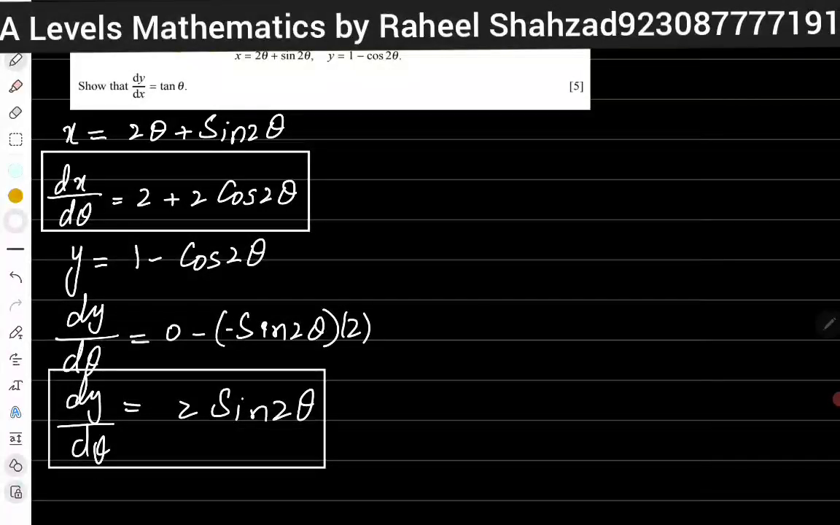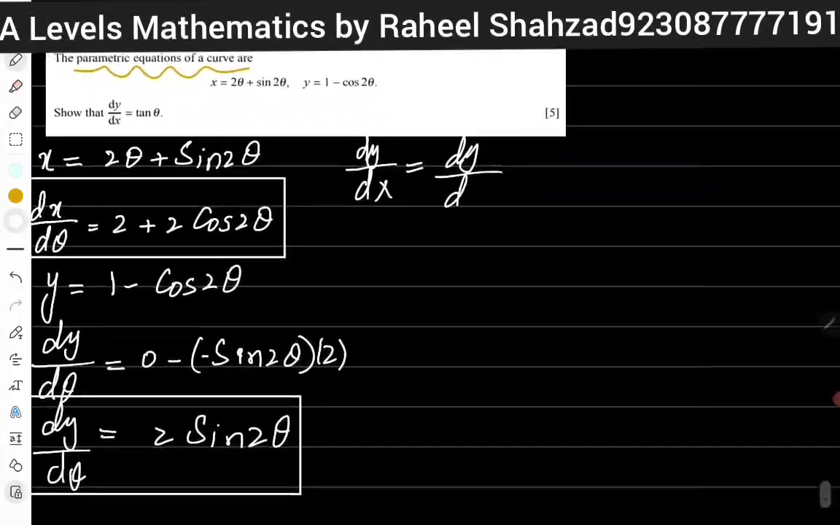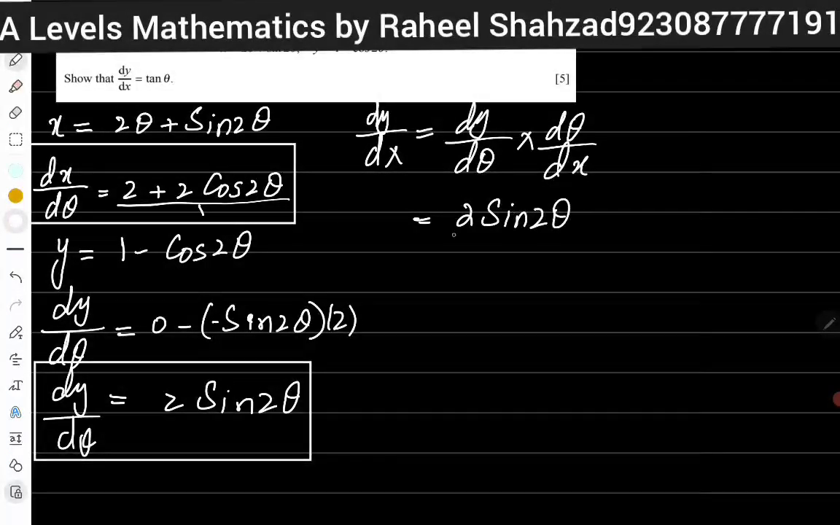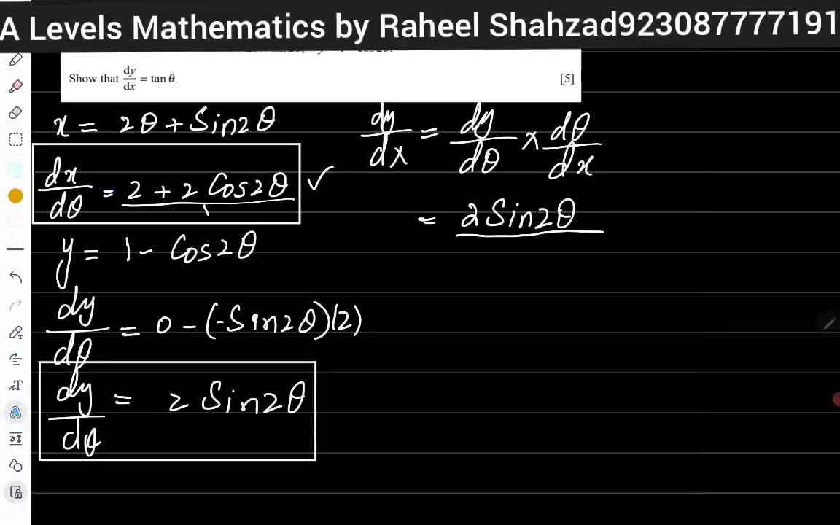We are going to apply the chain rule now. So dy by dx is equal to dy by d theta into d theta by dx. So you always have to flip it. Here dy by d theta is 2 sine 2 theta divided by dx by d theta. Remember, we take the reciprocal of this value. This is dx by d theta, we take its reciprocal.